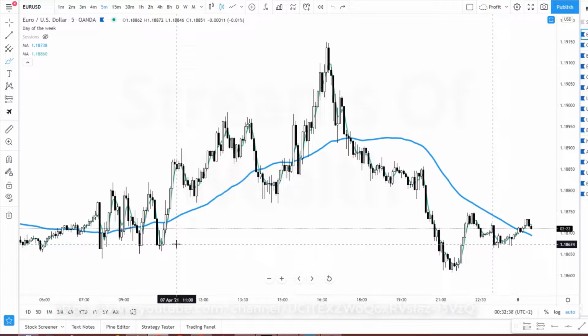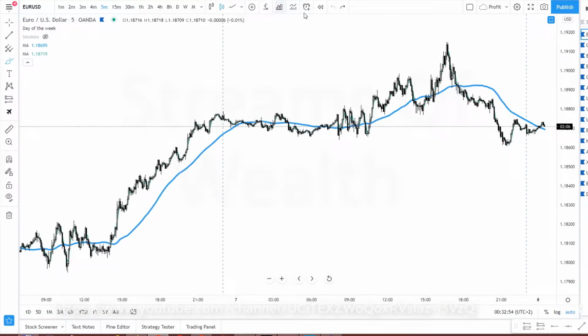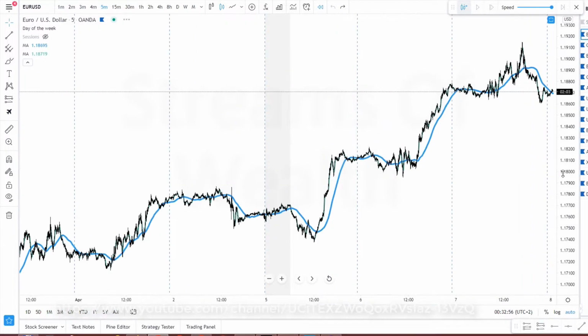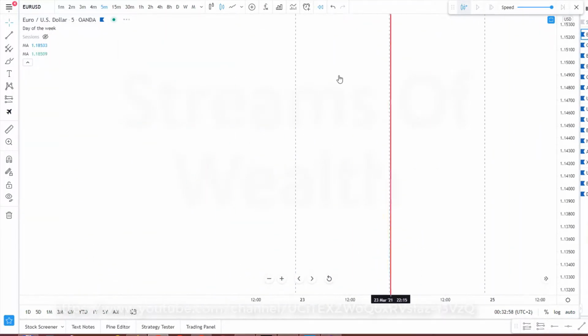It is very easy, it is very simple. However, you need to be careful. It is fast, it is on 5 minutes, and you need to backtest it and practice it and see if this is something you would like to use. So let's go back to some random time.